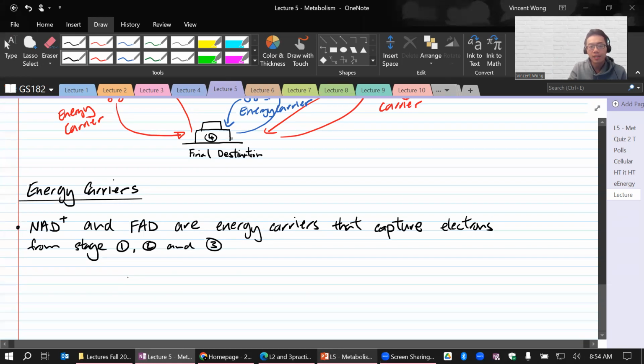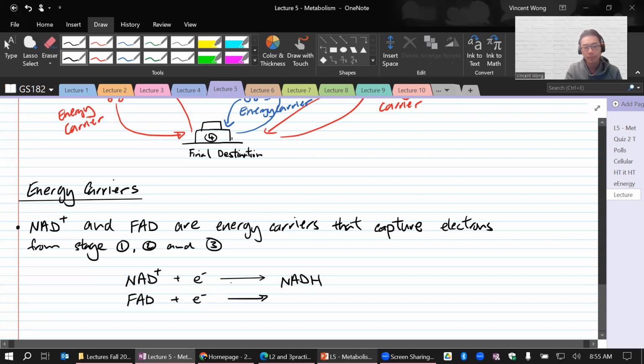And so, to keep things very simple, NAD plus will pick up electron, and then it will become NADH. Right? So you might be thinking, hey, where did the H come from? Again, we're just trying to keep things very simple, right? Just know that NAD plus picks up an electron and it will become NADH. Similarly, FAD will pick up electron. And again, these electrons came from the glucose. It will become FADH2.